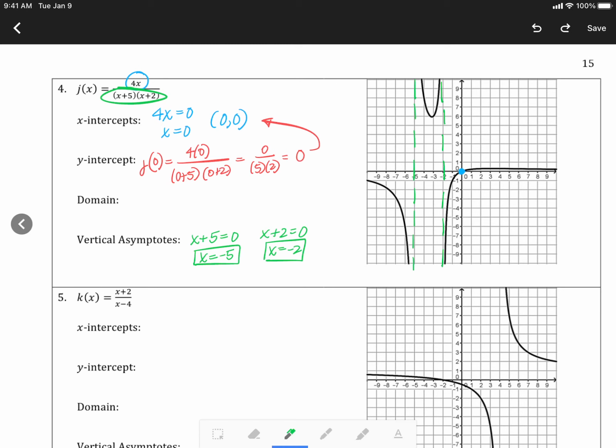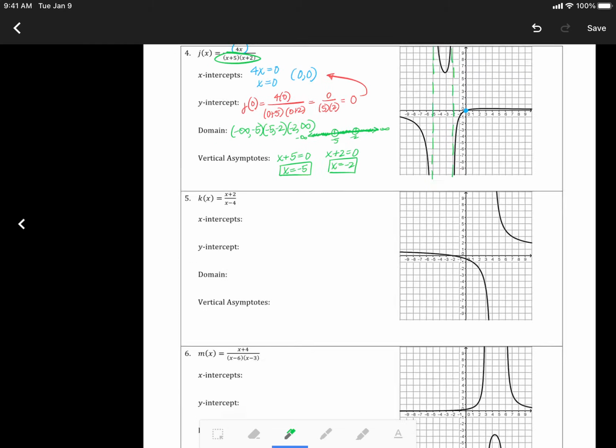So when we think about our domain, once again, we know it's all of our numbers, negative infinity to positive infinity, but there is a break in our graph at negative 5. So it's all those numbers up to negative 5. There's a break in our graph at negative 2, so it's our numbers between negative 5 and negative 2, and then every number greater than negative 2. So negative infinity up to that first asymptote, in between the asymptotes, and then beyond that last asymptote.